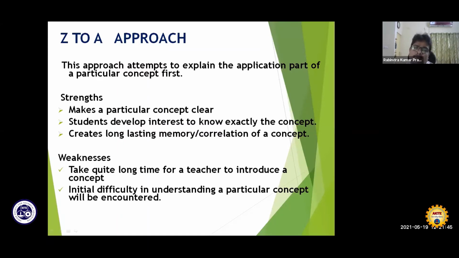So the application part adds more active learning lessons. But the weakness is that it takes quite a long time for teachers to introduce a concept and put it into practice. The initial difficulty in understanding a particular concept means students encounter certain difficulties. But in terms of learning, it has maximum impact when you establish the practical applications of a particular concept.